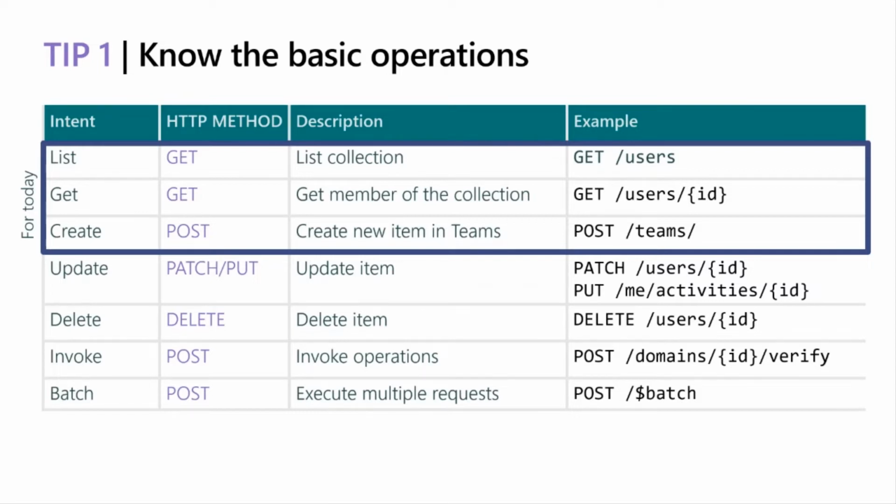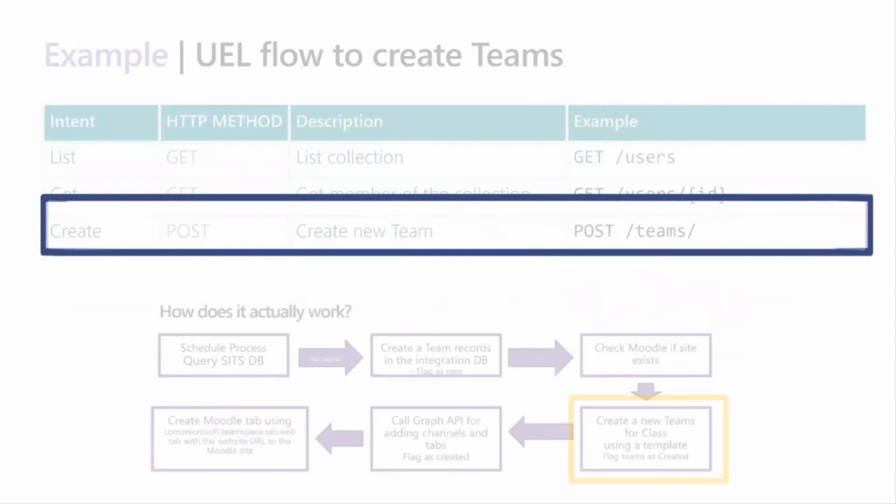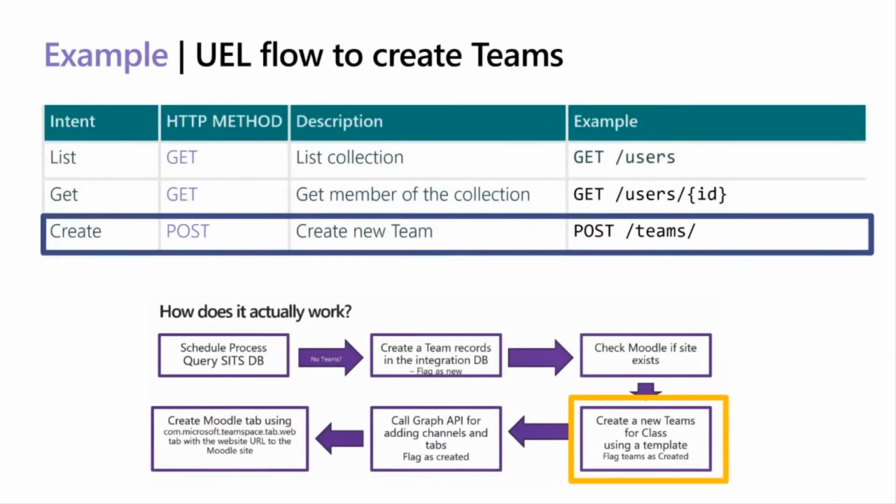So let me give a little bit more of an example of how that worked within what you saw from the University of East London. This is where they had the workflow that Yanel was taking you through a little bit earlier. That's where they have a scheduled process that queries their student information database. It then looks for their predefined flag and says, okay, I now need to go and create a class team. And that's what I've highlighted in yellow.